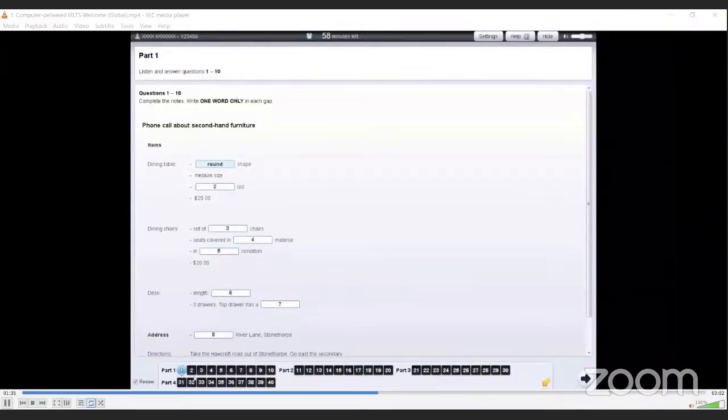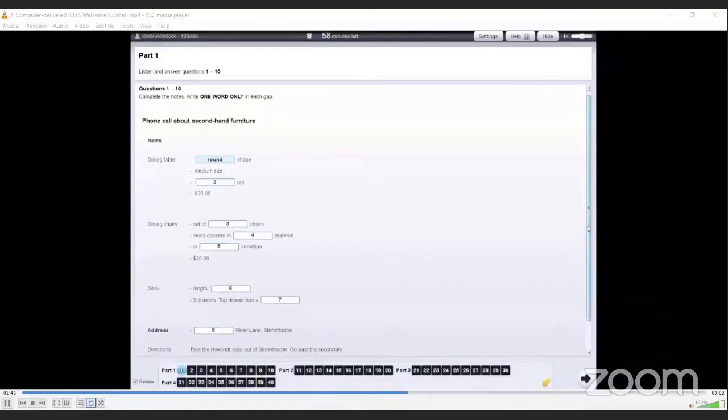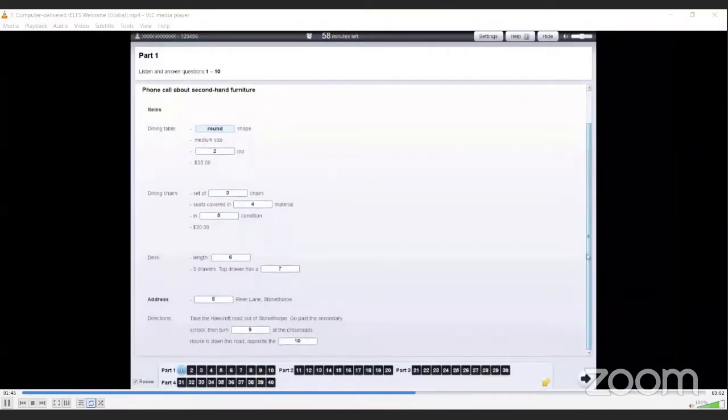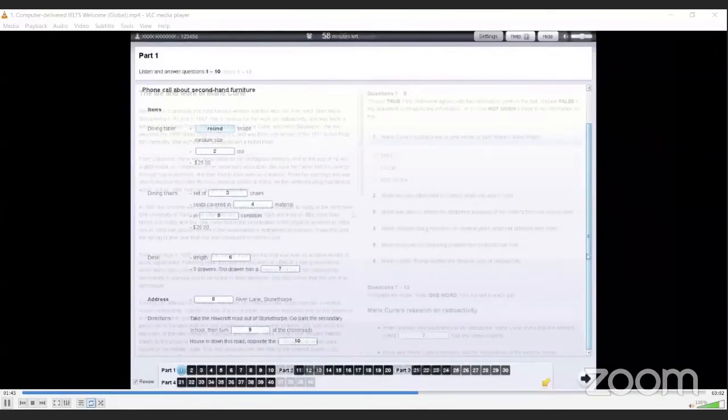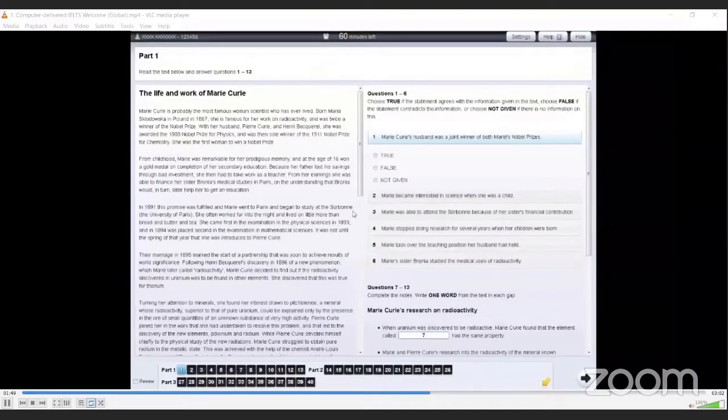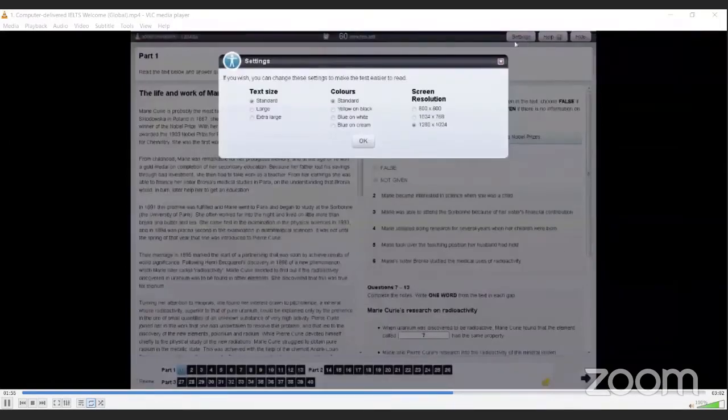Click on the yellow arrow if you want to make the navigation bar smaller. You can use the scroll bar to see all the questions. In each of the tests, you can change the screen settings. To do this, click on the Settings tab at the top of the screen. You can change the size and color of the text.